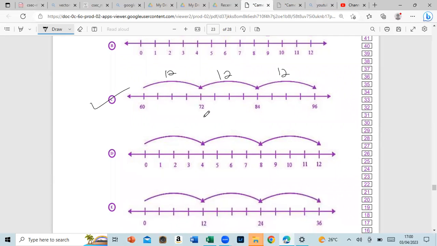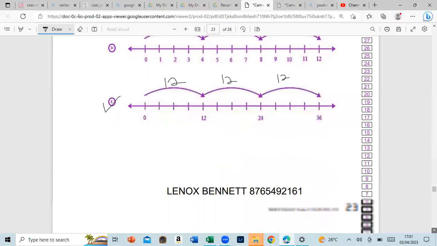Two options. It wouldn't be this because they're going up by 4, 4 again, and 4. So it should be this, yes. 0, then you add 12, then you add 12, and then add 12. So all of these are multiples. So guys, see how the thing goes? Just put in the effort, guys.